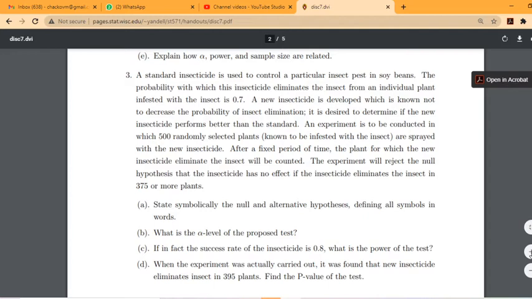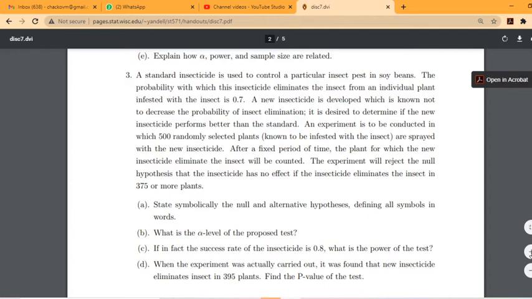First one, state symbolically the null and alternative hypotheses, defining all symbols in words. What is the alpha level of the proposed test? If in fact the success rate of the insecticide is 0.8, what is the power of the test? When the experiment was actually carried out, it was found that the new insecticide eliminates the insect in 395 plants. Find the p-value of the test.